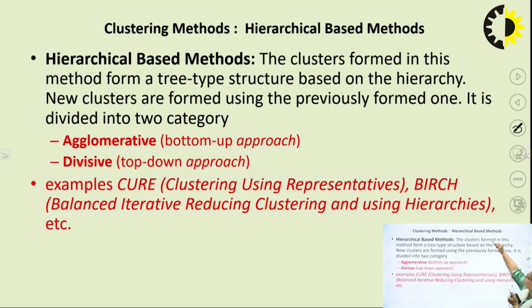Then we can have hierarchical based clustering. I have an example for you on the basis of agglomerative clustering, HAC, which I want to discuss in detail. In hierarchical clustering, the clusters formed in this method form a tree type structure based on the hierarchy. New clusters are formed using the previously formed ones. It is divided into agglomerative clustering, that is bottom up, and divisive, top down. Clustering Using Representatives (CURE) and BIRCH are various agglomerative clustering algorithms available.